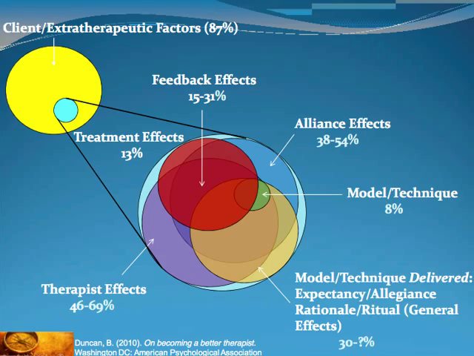The model or technique doesn't really matter that much in relationship to how much you and the client believe that it's going to help. So if the client, for example, doesn't believe in CBT and you don't either, it's not going to be effective, whereas if the client and you believe in, say, psychodynamic therapy, it's going to be much more effective. We also have feedback effects as the red circle there, and that has to do with how you can improve your practice by gathering feedback from the clients and adjusting what you're doing.